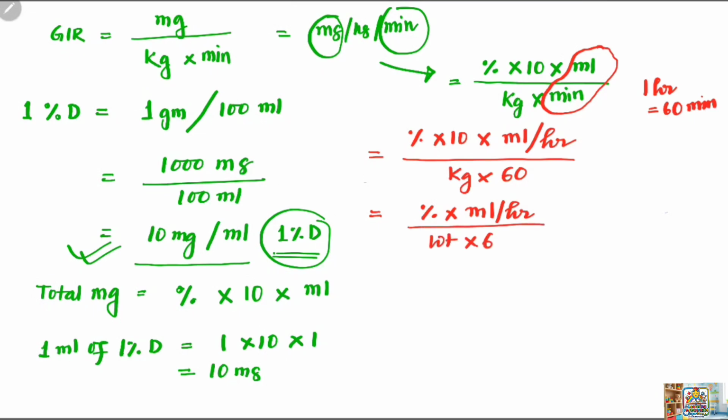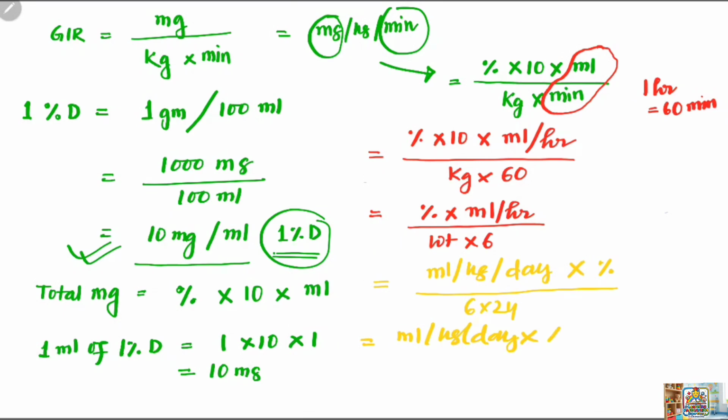If we are converting it into ml per kg per day, then we have to write it as ml per kg per day. 6 into 24, that is equal to ml per kg per day into percentage concentration of fluid by 144, that is also equal to ml per kg per day into percentage of IV fluid into 0.007. That is all.